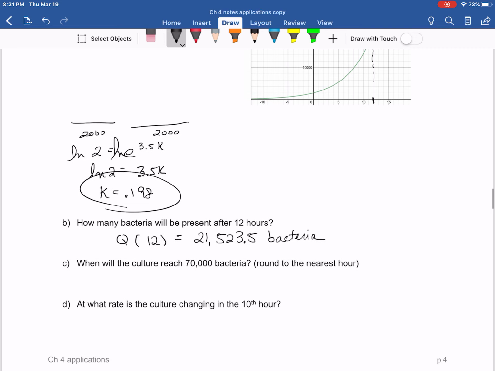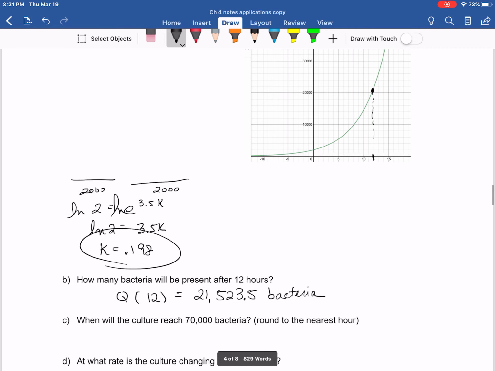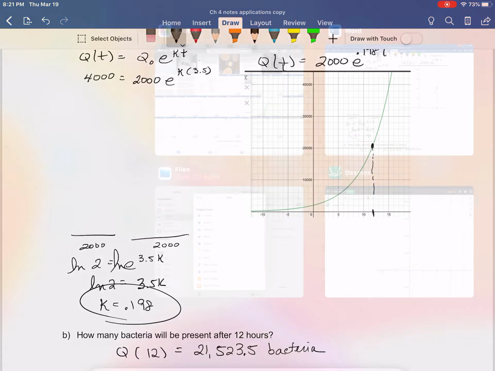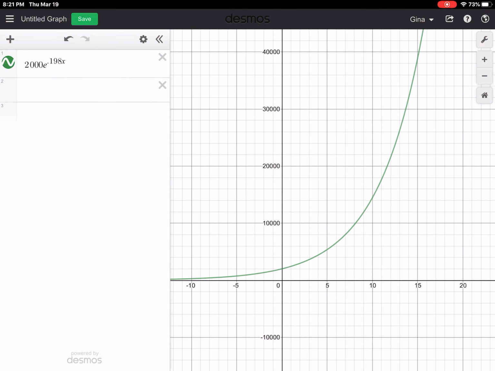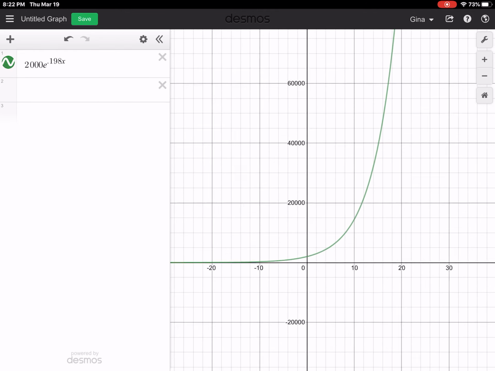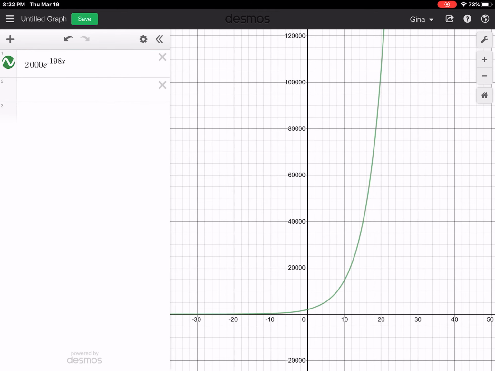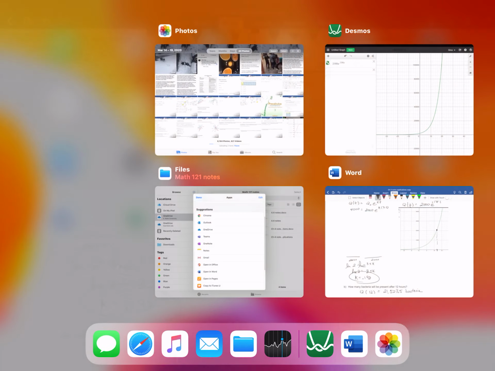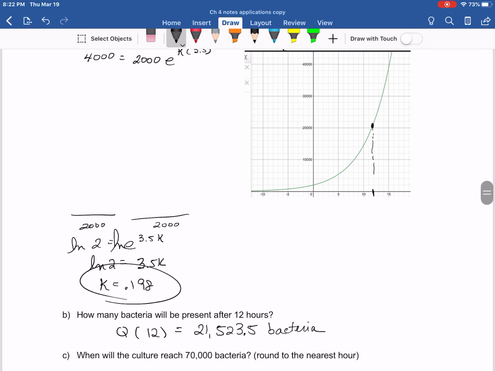Part C, when will the culture reach 70,000 bacteria? So we want to figure out where the y-coordinate is 70,000. And that graph didn't give me enough space. Let's go over here to the Desmos picture. If I zoom out, you're going to have to change your window pretty drastically. You're going to want your window to go from an x-min of -10 to probably 25 or 30. So let's write that down in our description. When you graph this, I would say your window, I would go -10 to 30 on the x-axis.